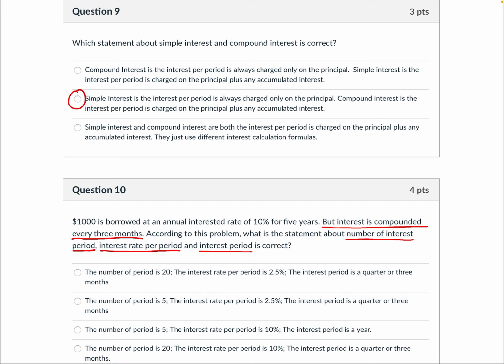So for the number of interest periods, you need to know what the interest period is. Because the interest is compounded every 3 months, every year it's compounded 4 times. Okay? So for 5 years, 5 times 4, that's the number of interest periods. So the number of interest periods is 20.